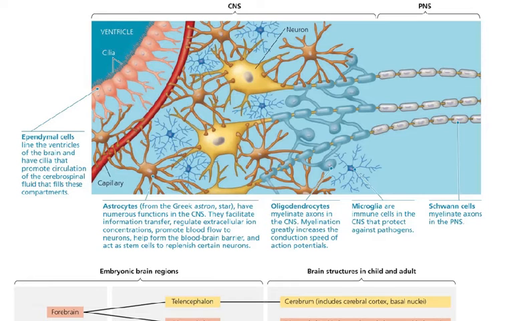In the peripheral nervous system, I want to mention that there's also myelin sheath-making cells. Those are called Schwann cells, and that's why we need more than just neurons. We need all these glia to help support our brain and the rest of our nervous system.